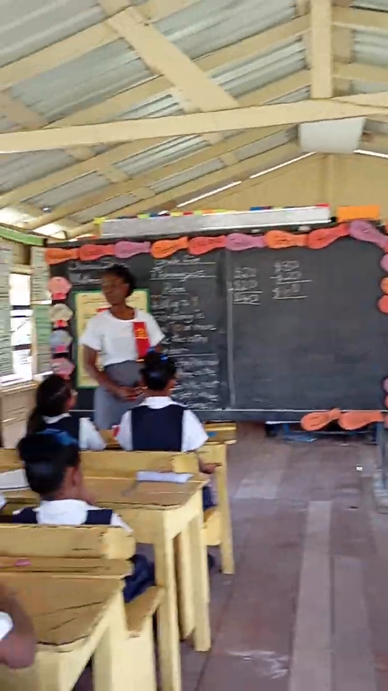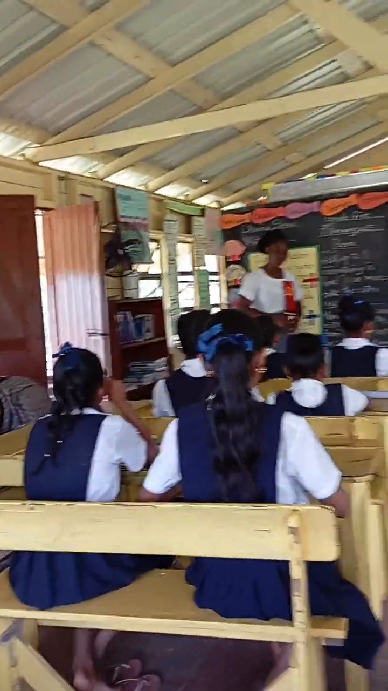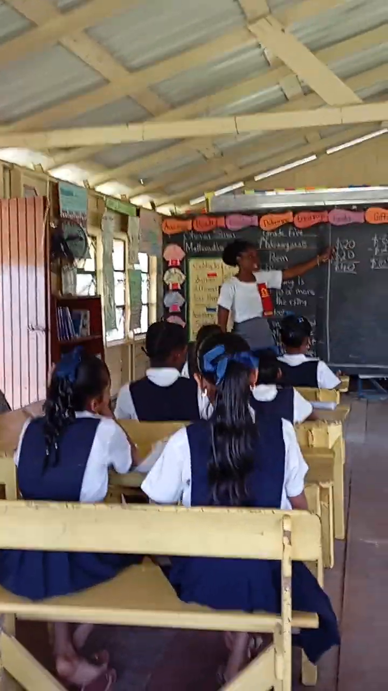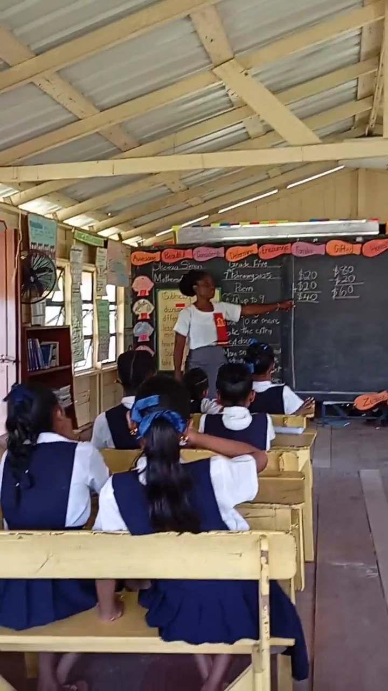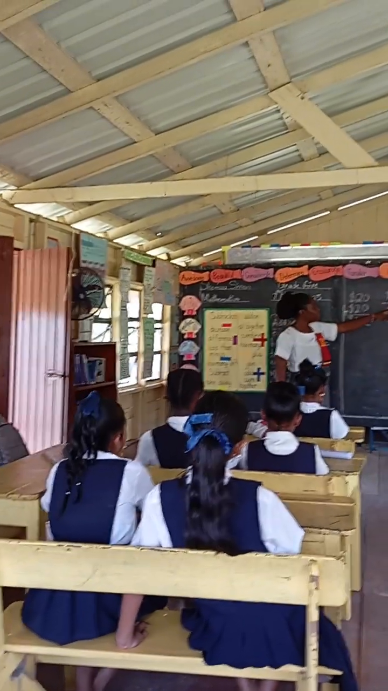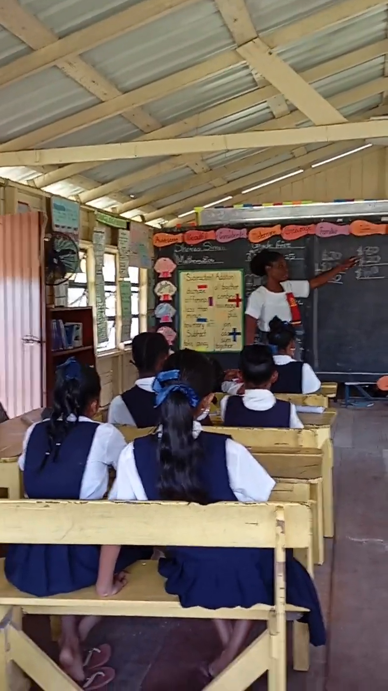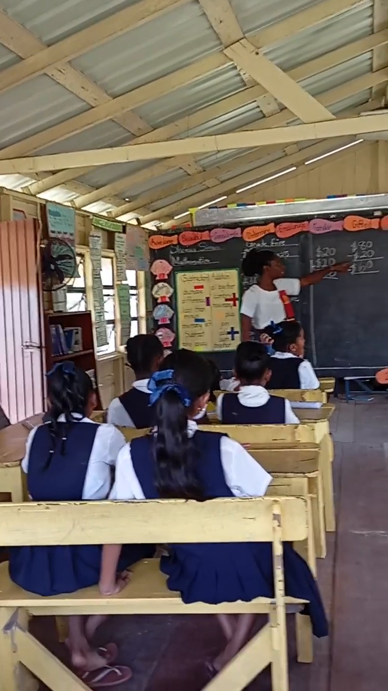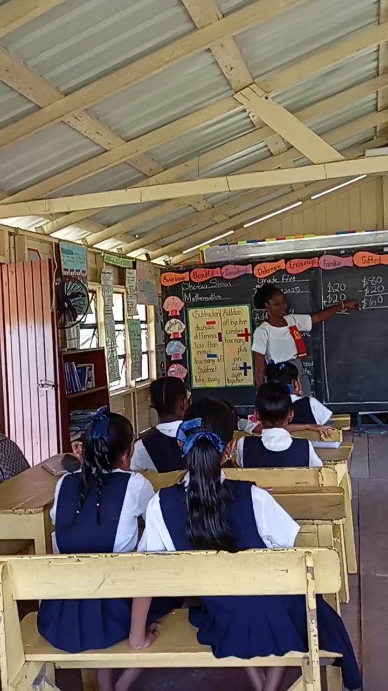So let's recap. When we add, we get more. When we subtract, we get less. We call these our addends, and we find the sum. What do we find? The sum. Minuend and subtrahend, when we subtract, we find our difference.